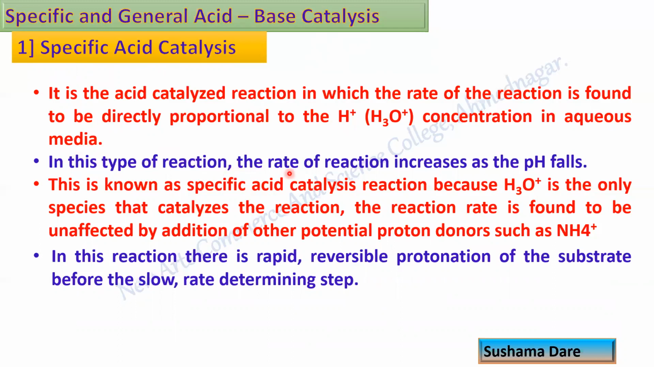In this type of reaction, the rate of reaction increases as the pH falls. So the more the concentration of H plus ion, the faster the rate of the reaction has to be.